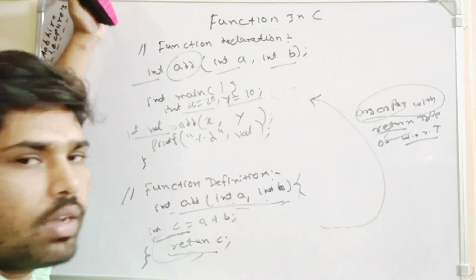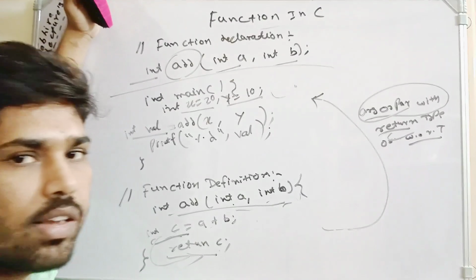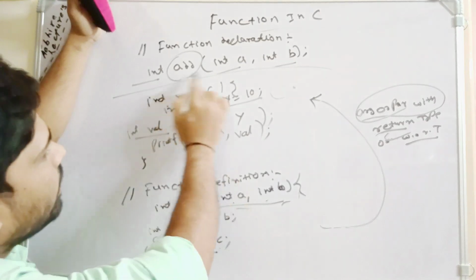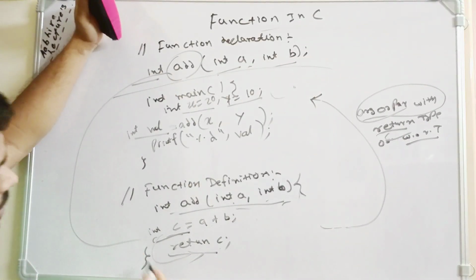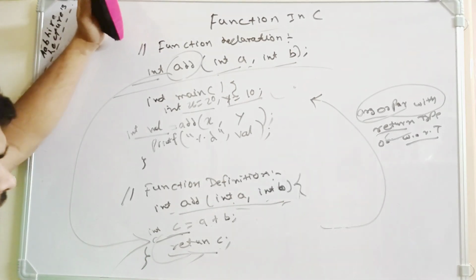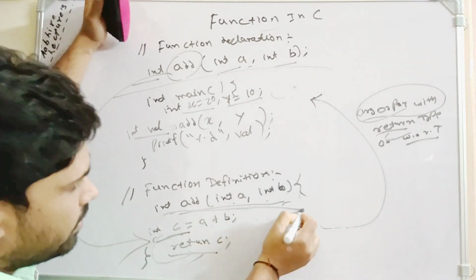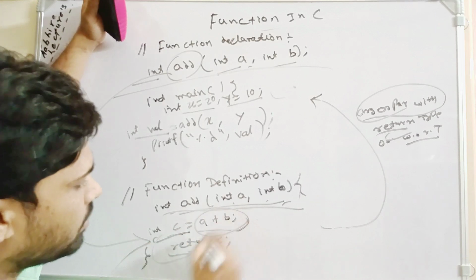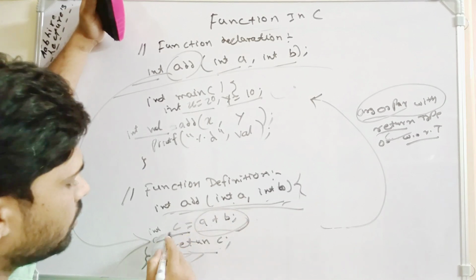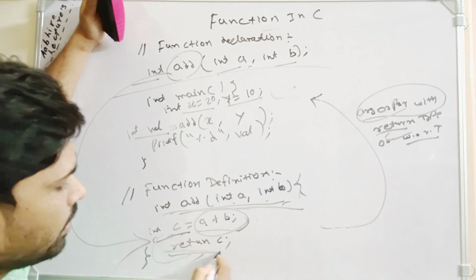First of all it will check the declaration. The declaration is add with integer a, integer b. Then after the declaration, the compiler will check the function definition. The function definition is there with arguments a and b. Then we do the operation a plus b, store it in c and return c.